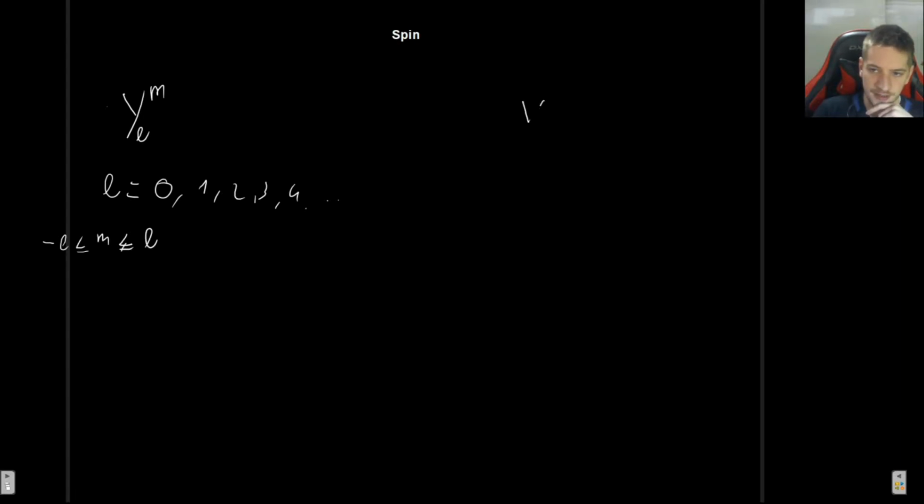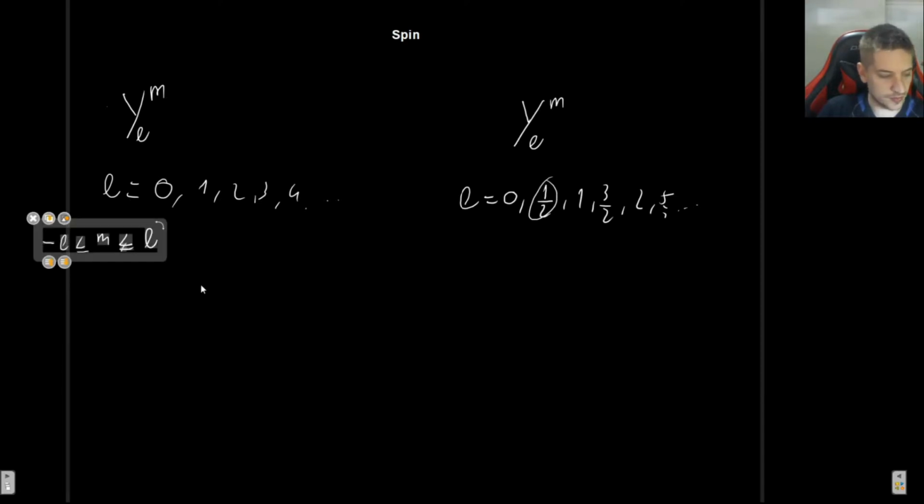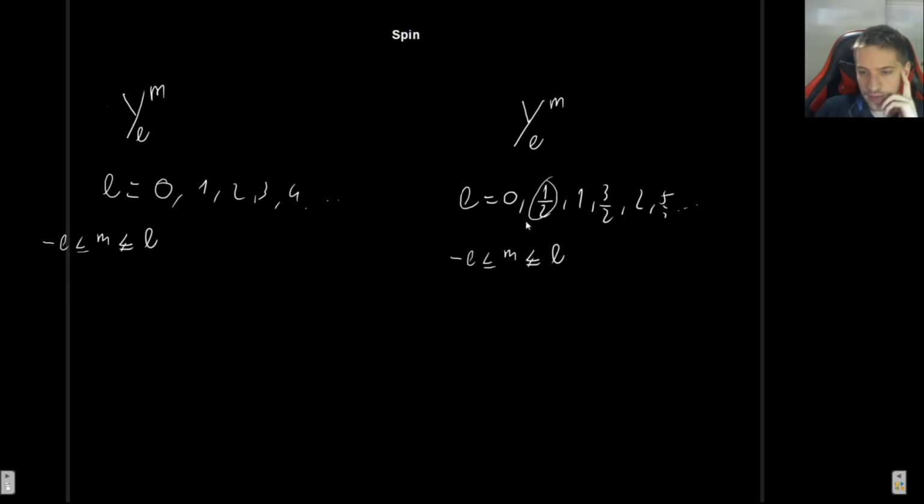But when we found the eigenfunctions for the angular momentum, we saw that L could take any value from 0, 1/2, 1, 3/2, 2, 5/2, and so on. And M had the same restriction, from minus L to L. So there are these extra values that make us wonder what's going on.